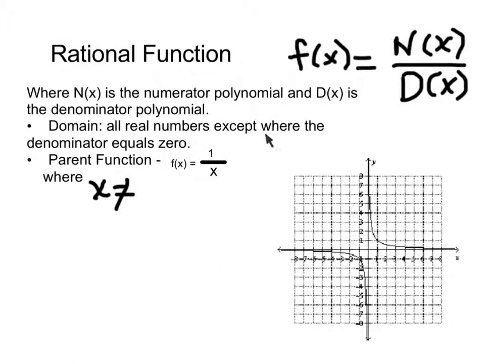The domain will be all real numbers except where the denominator equals 0 because you cannot divide by 0. And then the parent function is 1 over x where x cannot equal, and I didn't finish it, but x cannot equal 0. Right? So here's an example of a rational function. You can see here it has a horizontal asymptote at y equals 0. And then it has a vertical asymptote moved over. No, I guess not. I guess it's right there on the y-axis. It's really hard to see, but this would be just your basic reciprocal function.